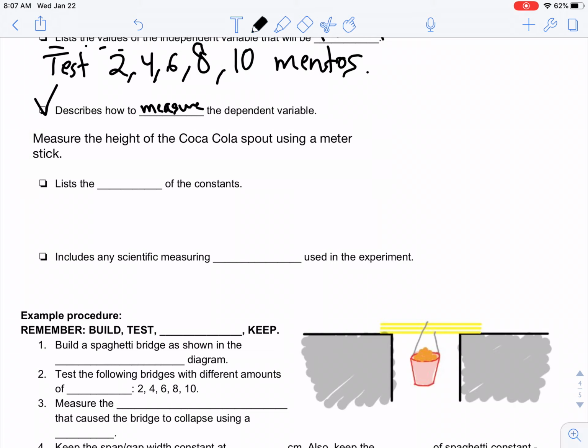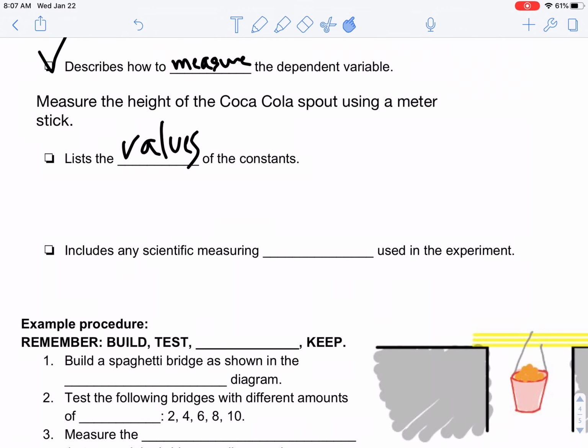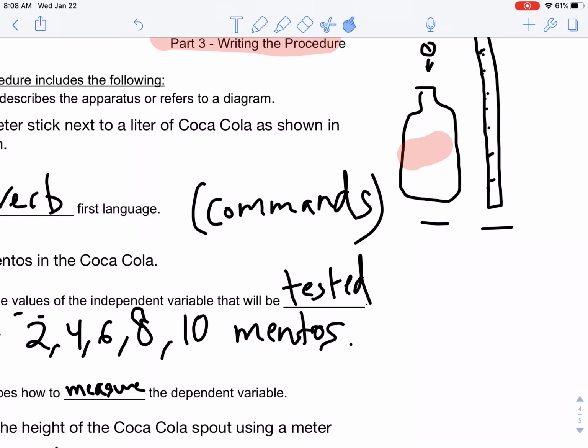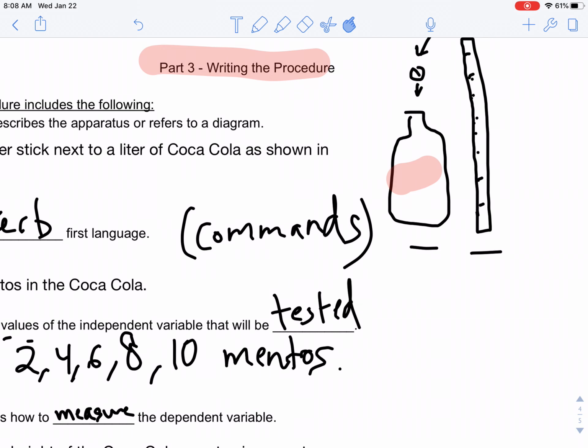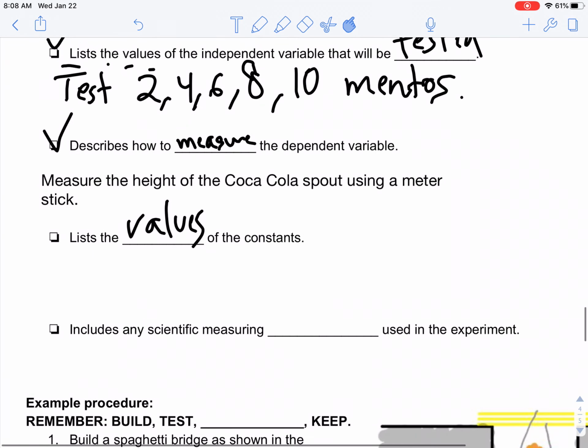The next thing in the perfect procedure is you want to list the values of the constants. List the values of the constants. Remember, value just means the number. So what would you keep constant in this experiment? I would probably keep the amount of Coca-Cola constant. If I did the experiment with 2 Mentos, with 4 Mentos, with 6 Mentos, I would not be doing the experiment with like a 20-liter bottle. I don't know if there's a 20-liter bottle of Coca-Cola, but I would always stick with the 1-liter bottle because you want to keep that constant. And I'm going to mention the 1 liter because I want to mention the value.